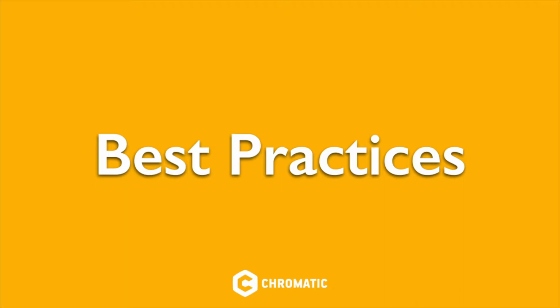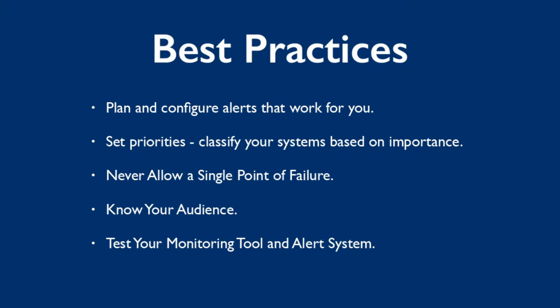So let's segue into best practices for APM. Here's a short list that I consolidated from when I was researching this topic. Plan and configure alerts that work for you. Remember that monitoring tools only do what you tell them to do, and all these solutions are only as good as how we make them. Good monitoring tools will allow for granular alerting, which is often used for escalation alerting. This means that you can set up alerts and thresholds based on the number of failures for any particular metric.